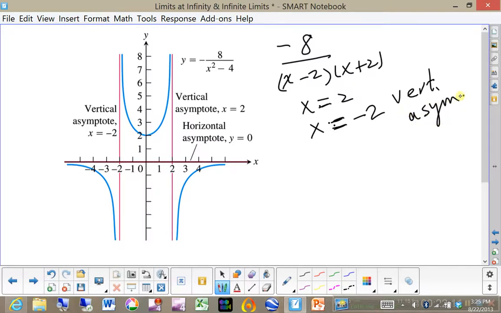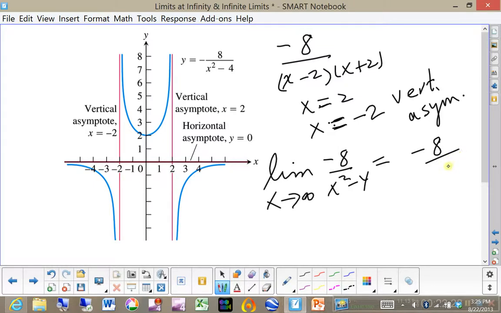And the limit of minus 8 over x squared minus 4 as x goes to infinity. The numerator is dominated by minus 8, and the denominator is dominated by x squared. This goes to 0 as x goes to infinity. So y equals 0 would be the horizontal asymptote.